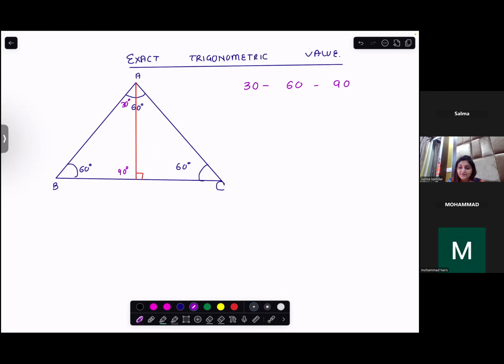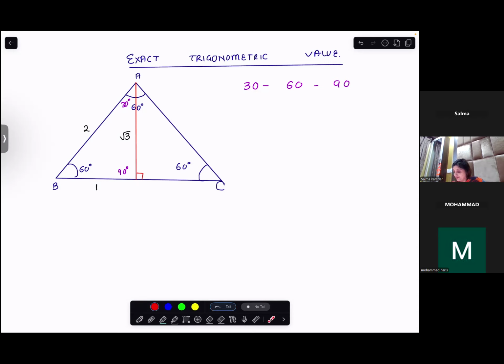Which property do we have? The property of a 30, 60, 90 triangle is that the side that is opposite to 30 will be 1. The side that is opposite to 90 is going to be 2. And the side that is opposite to 60 is going to be root 3. This is a property of your 30, 60, 90 triangle. Are you with me?